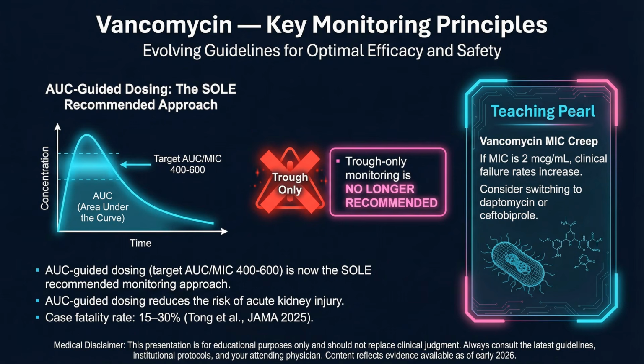According to the 2025 JAMA review by Tong and colleagues, the case fatality rate for Staphylococcus aureus bacteremia overall is between 15 and 30%, with MRSA rates typically at the higher end of this range. As a key teaching pearl on this topic, be aware of MIC creep. If your lab reports a vancomycin MIC of 2 micrograms per milliliter, be aware that clinical failure rates increase significantly. In these cases, you should strongly consider switching to an alternative agent like Daptomycin or Ceftobiprole.